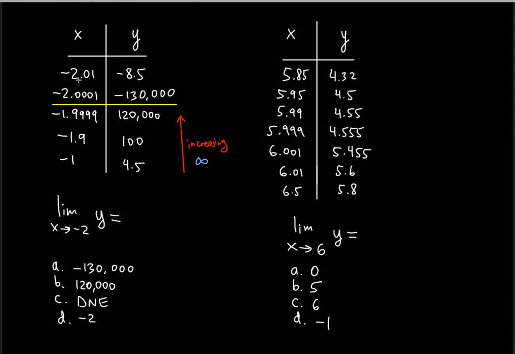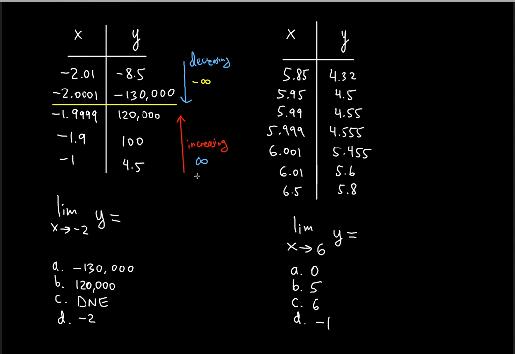However, for the left-sided limit, you have to take the smallest values of the x and approach the target value of -2, right? So we're going to start here, -2.01, -2.001, and then the yellow line is there. Now let's see what happens to the y values as we approach from the left side to the target value of -2. We start with -8.5, then it gets really, really small. You see the value gets to be -130,000. So it looks like it's decreasing infinitely, right? It's decreasing. So we can say decreasing. So if it's decreasing, then it's safe to assume that the limit is -infinity here.